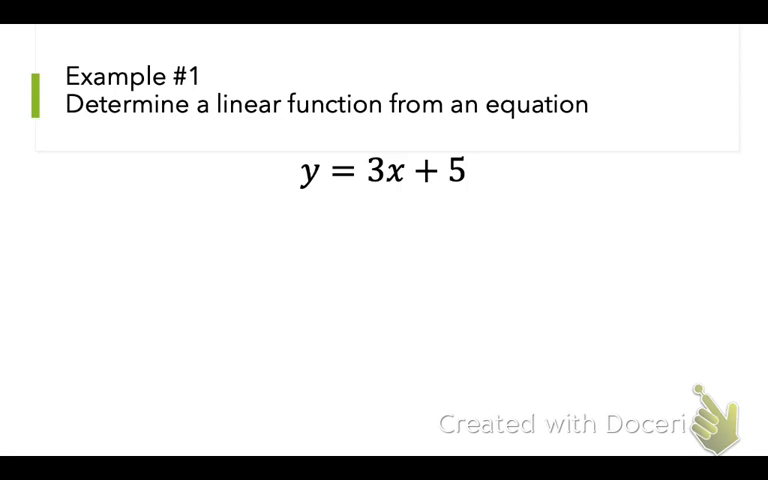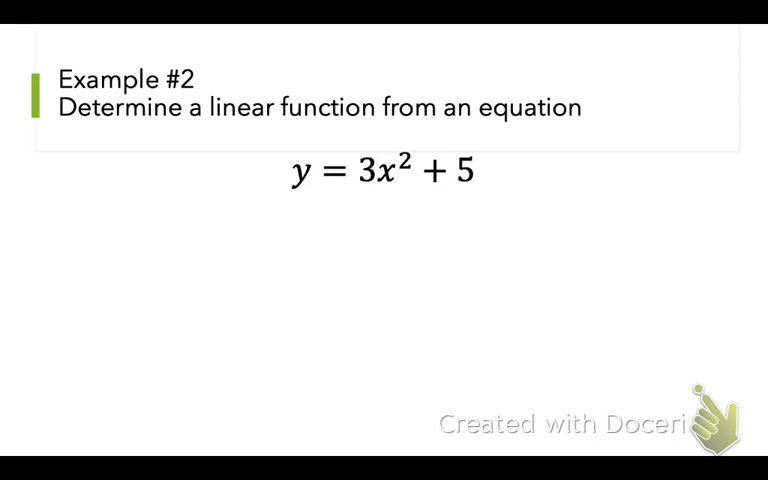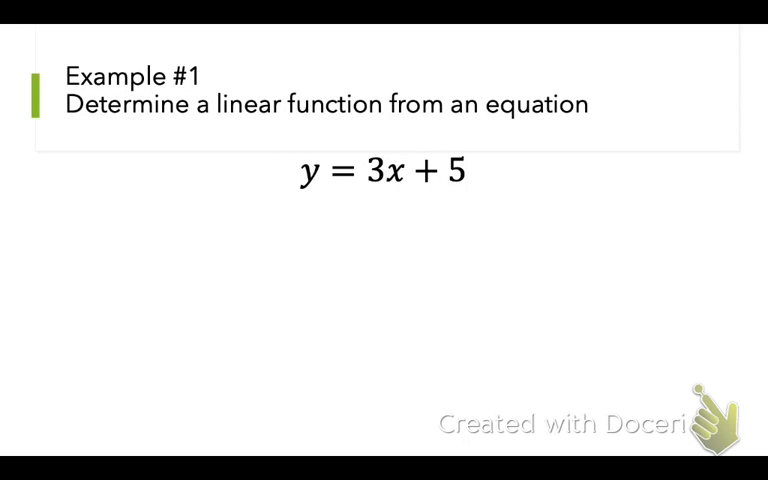Now, let's look at example 1. Example 1, the equation is y equals 3x plus 5. If you compare that to example 2, y is equal to 3x squared plus 5. The big difference between those two equations is the exponent attached to the variable. So example 1 was y equals 3x plus 5. That one is going to be a linear function because it's raised to what exponent?